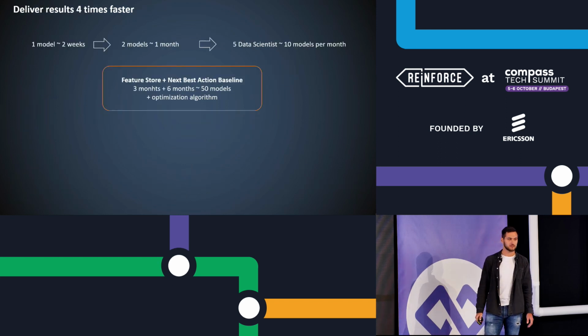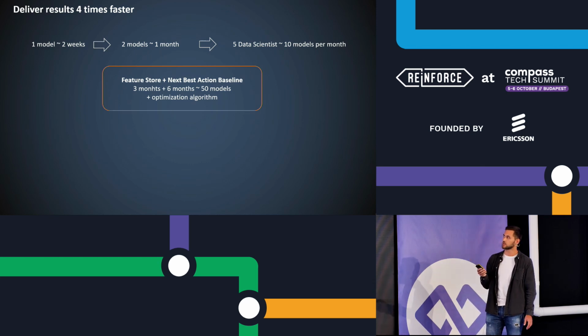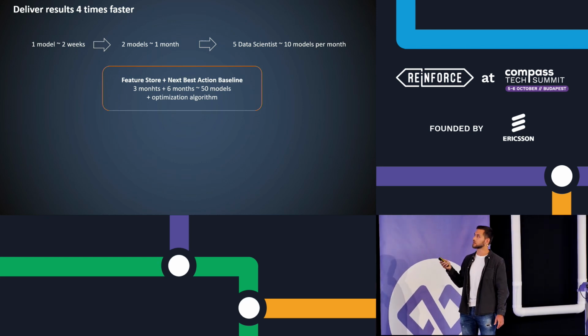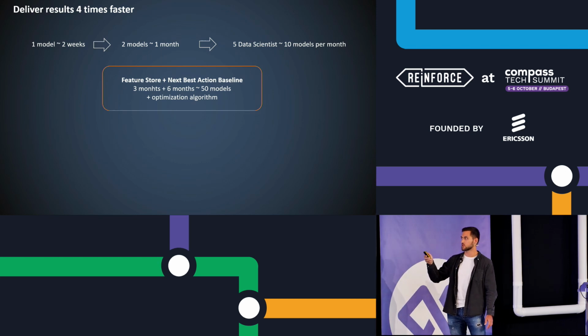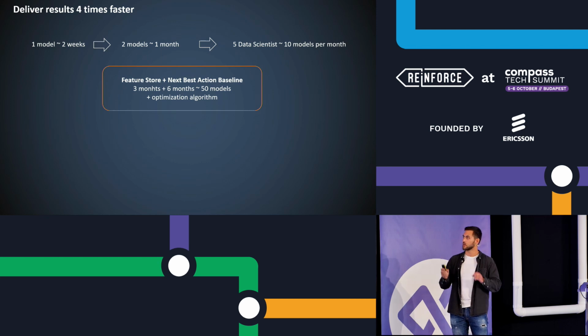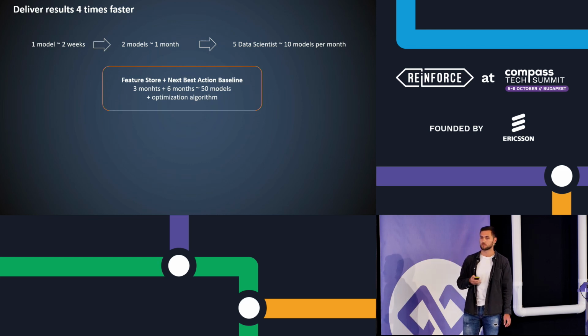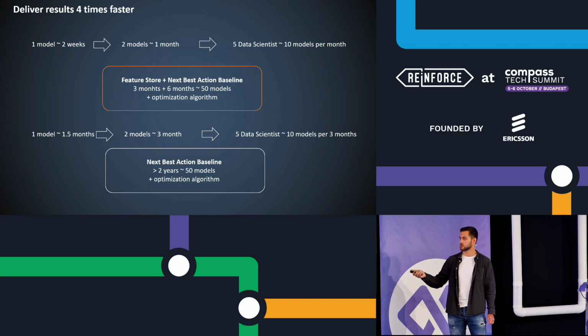And as a result, we deliver results 4 times faster. Suppose we have 1 model in 2 weeks, 2 models in 1 month, and if we have 5 data scientists, we have 10 models per month. And in general, feature store plus next best action could take 3 months for a feature store. It wouldn't be productionalized, for example. It would be just a sample from it. And 6 months for all this next best action, 50 models, plus optimization algorithm. And comparing to the usual process, which will take more than 2 years for these 50 models.